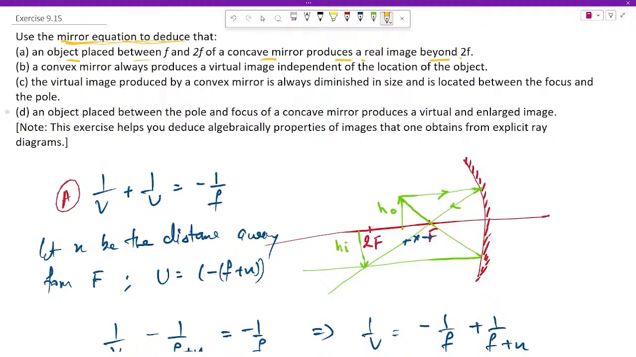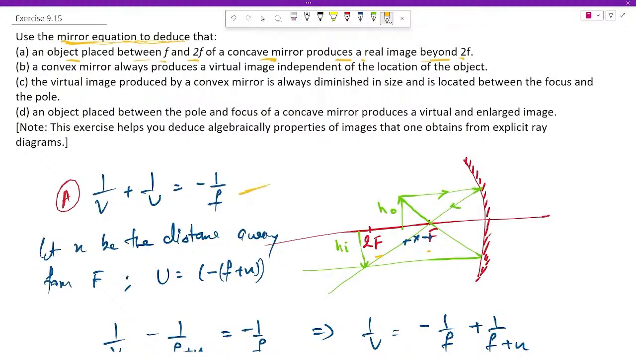So in the first statement, we have been given an object placed between f and 2f of a concave mirror produces a real image beyond 2f. So here is a concave mirror, and we have to use this mirror equation. We don't need to rely on the ray diagram. I have just used the ray diagram for illustration. So we have to prove that when the object is placed between f and 2f, the concave mirror produces a real image beyond 2f. The image will be produced beyond 2f and it will be real.